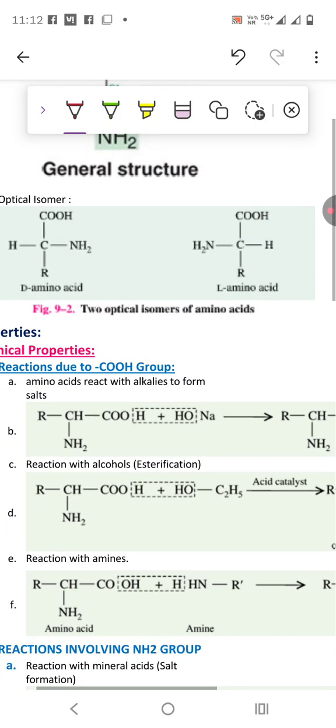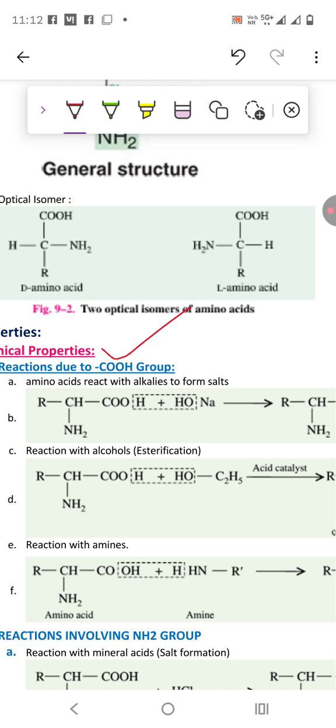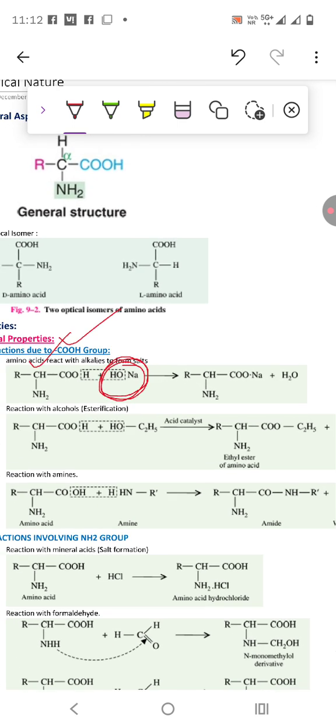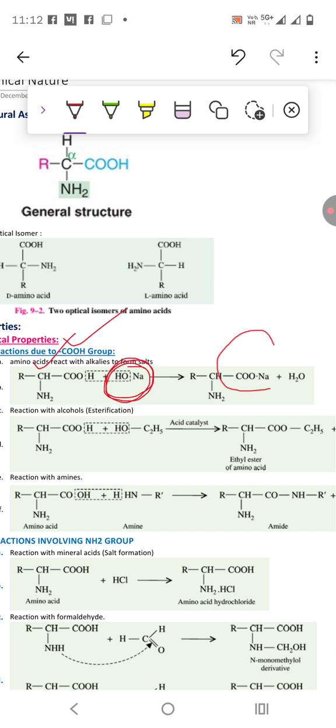Reactions due to carboxylic acid group. When amino acid reacts with sodium hydroxide, an alkali, it forms sodium salt of carboxyl group of amino acid, or sodium carboxylate of amino acid. This is a salt.